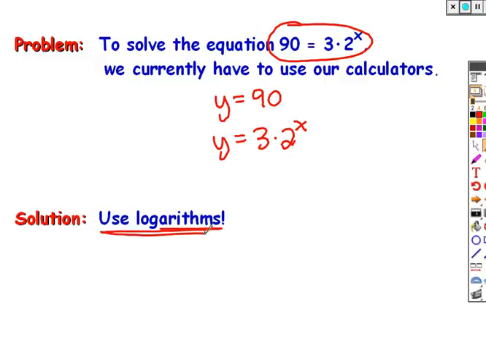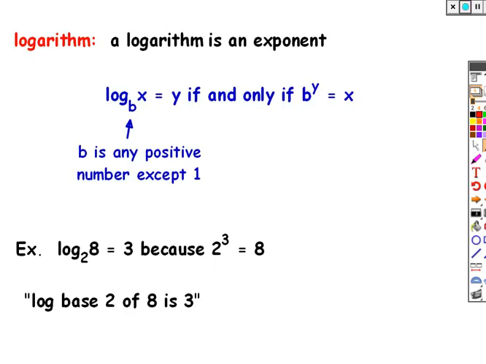So logarithms allow me to solve equations where the variables are in the exponent that we couldn't solve before without a graphing calculator. So what is a logarithm? This is the key thing here. A logarithm is an exponent.